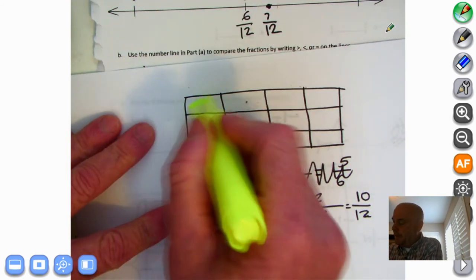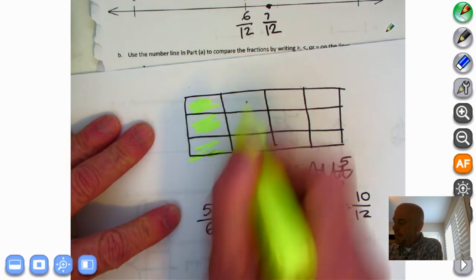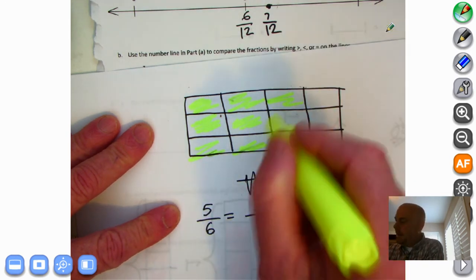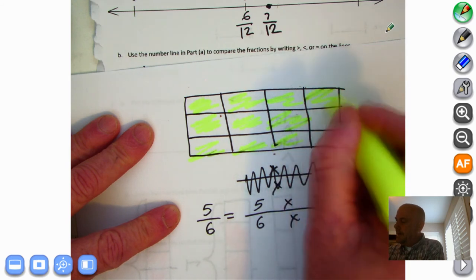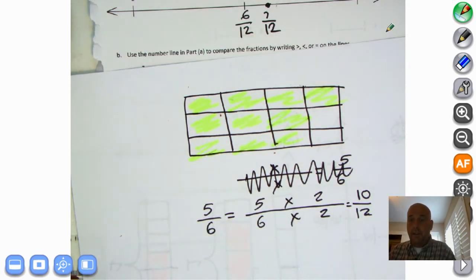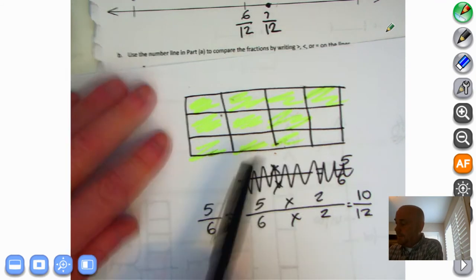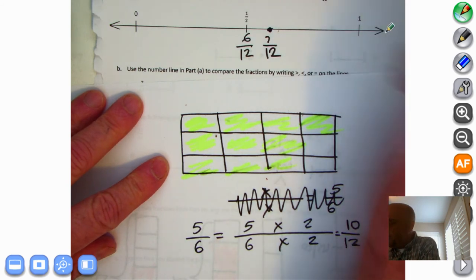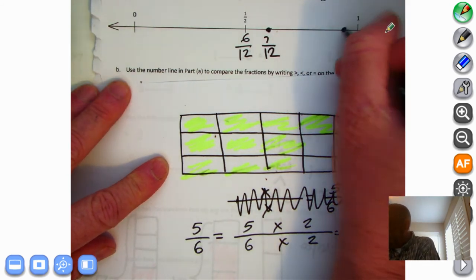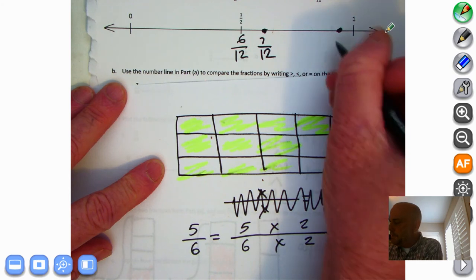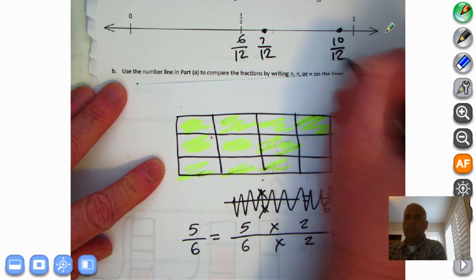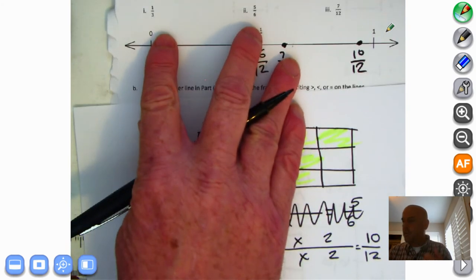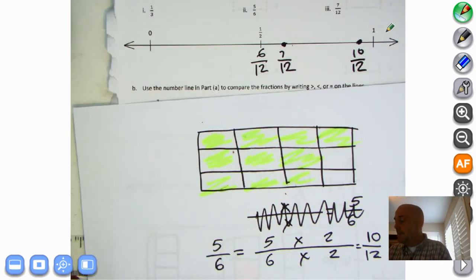And look, 1, 2, 3, 4, 5, 6, 7. That's when I had 7/12 of the candy bar. 8, 9, 10. So is 5/6 larger than 7/12? Yes. Remember? 7/12 right here, 8, 9, 10/12. So we would put that up here, closer to 1. Maybe that's a little too close, but we'll call it 10/12. Okay. And now we have one other fraction to work with, and that's 1/3. Okay. So how are we going to deal with 1/3? We could use multiplication again.